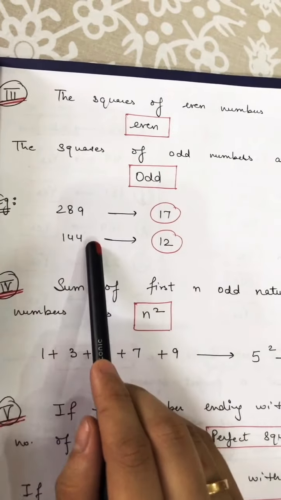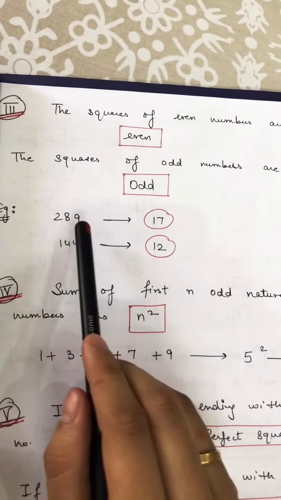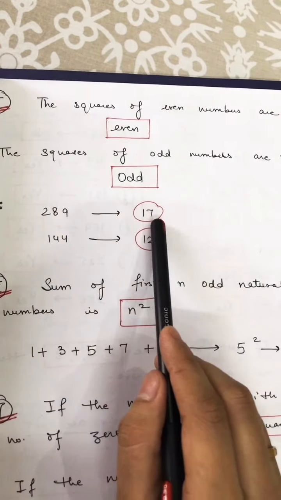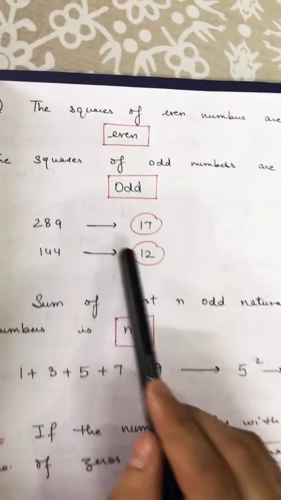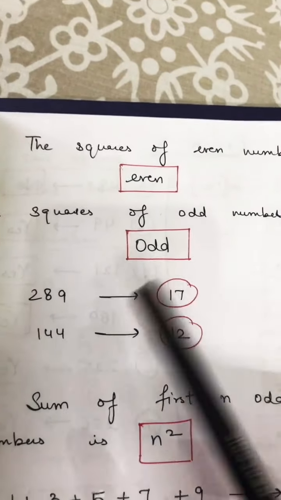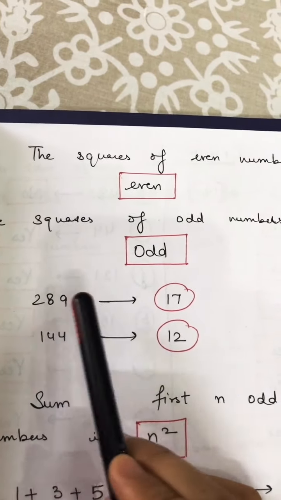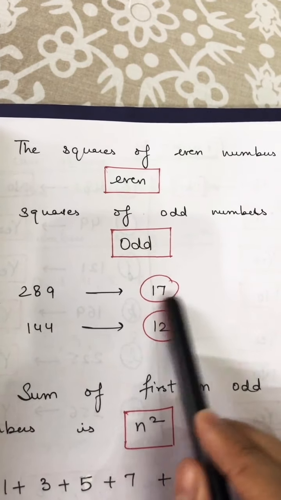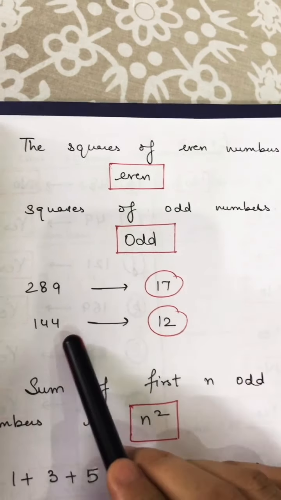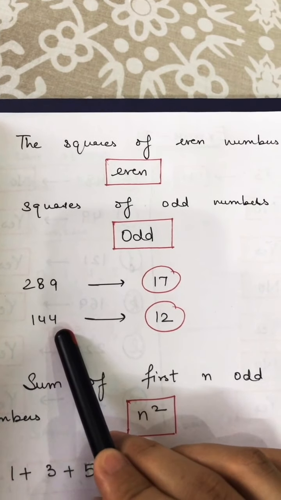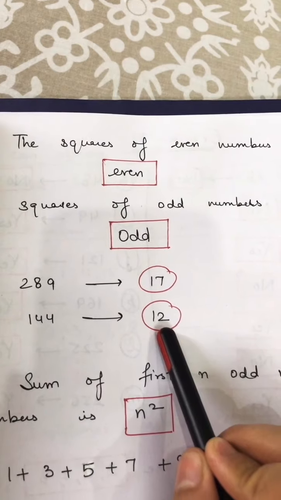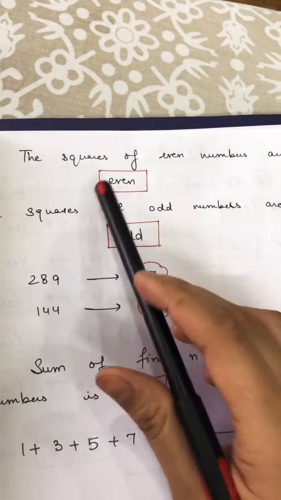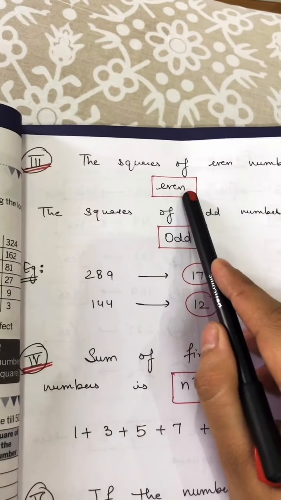I have given an example here. Suppose 289. 289 is a square of 17. 144 is a square of 12. Now see that 289 is odd, and it is the square of 17, which is again an odd number. 144 is an even number, and 12 is again an even number. So squares of odd numbers are always odd, and squares of even numbers are always even.